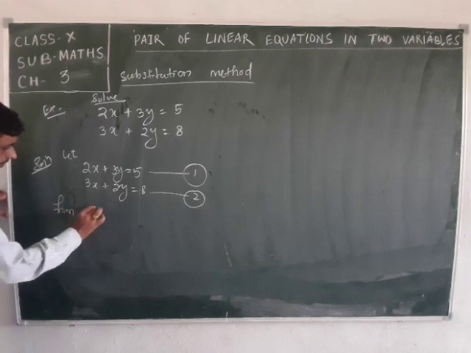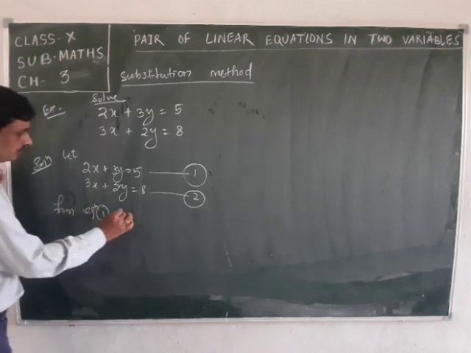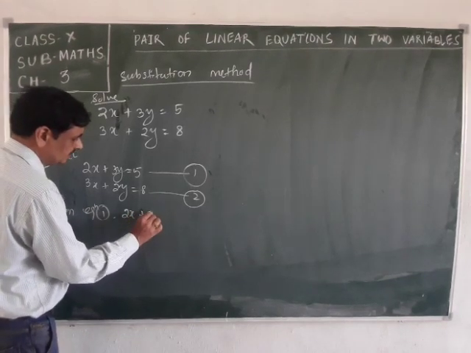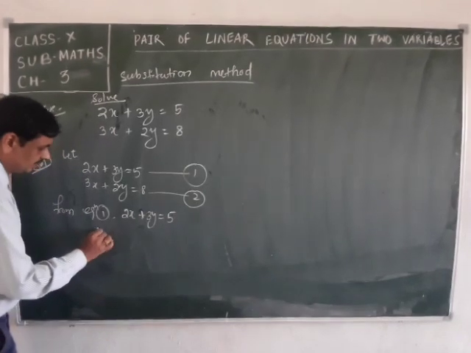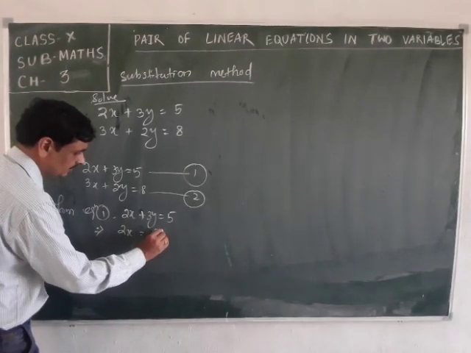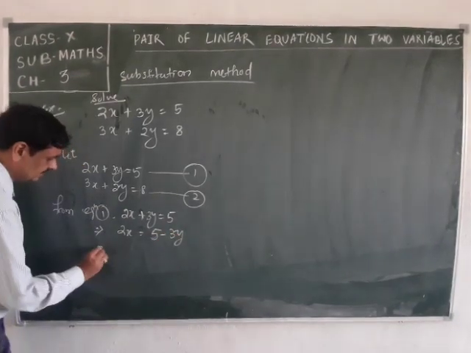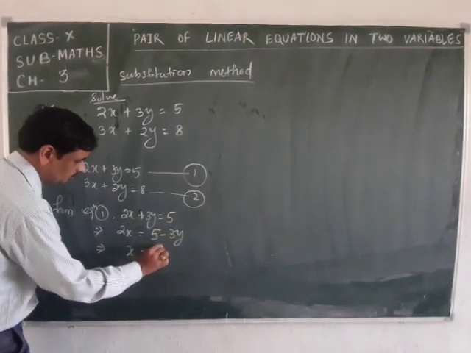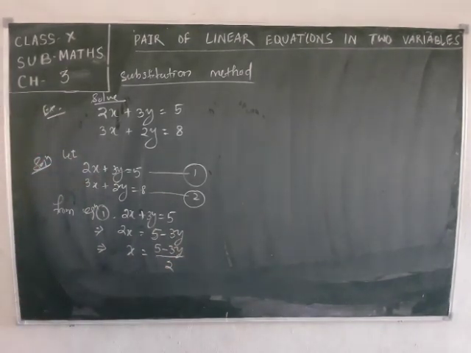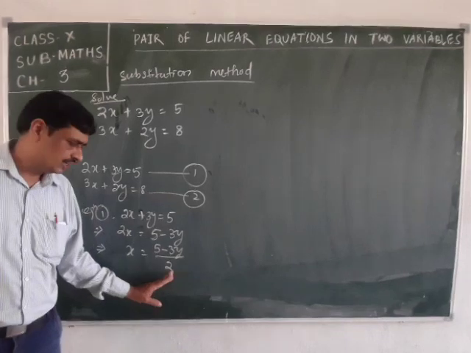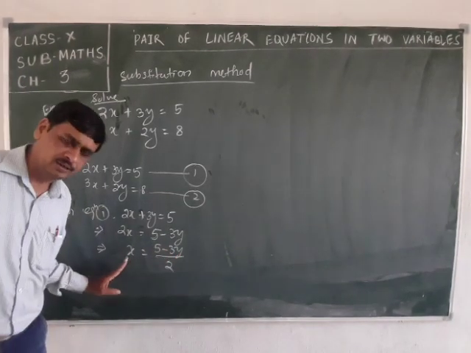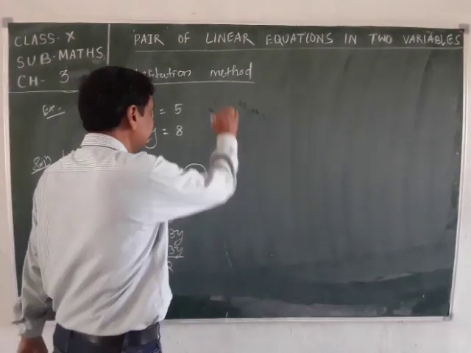From equation 1, 2x plus 3y is equal to 5 implies 2x is 5 minus 3y. This implies x is equal to (5 minus 3y) by 2. Now we have got the value of a variable in terms of another variable. Then we obtain the value of x in terms of y.